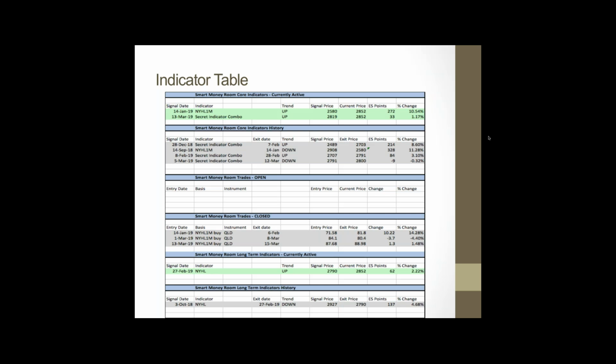Okay. So what this means is that we have these two active right now. Whenever they go, the secret indicator combo most likely will go to neutral. When it goes to neutral, we'll just move it out of here. NILE 1M, whenever it goes to trend down, we'll move this particular instance down to the history, and then the down becomes the active signal at that time. But right now, both of them are up.